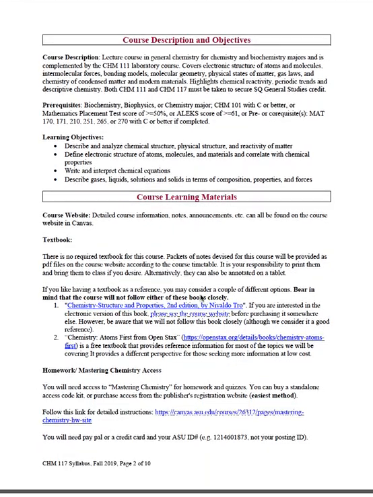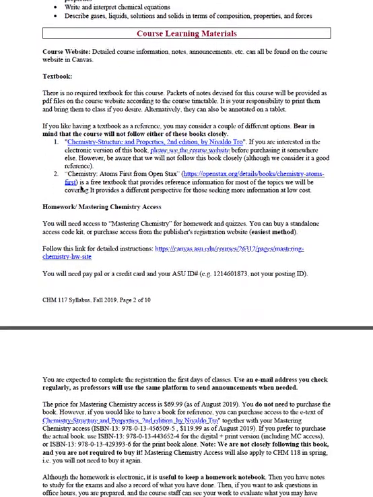So the next part of this syllabus is the so-called course descriptions. This tells you a little bit about what we're going to be learning in this class, what you need to know in order to be in the class. We'll talk about that a lot during the actual class time, so I'm going to skip over it today. Instead, I want to go right to the next section, which is our course learning materials.